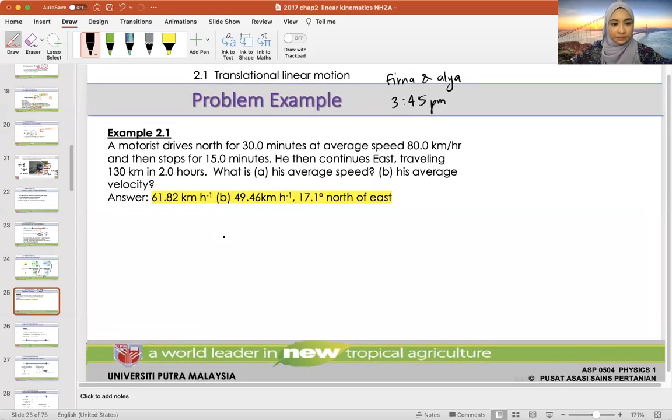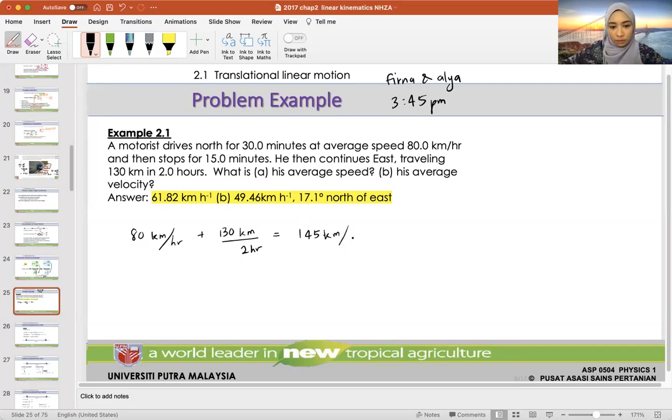How did Firna calculate? Actually, I just took the average speed of 80 km per hour plus the average speed of the 130 over the 2.0 hours. Okay. So yeah, I got 145 km per hour. That is the average speed that I got. 145 kilometer per hour.